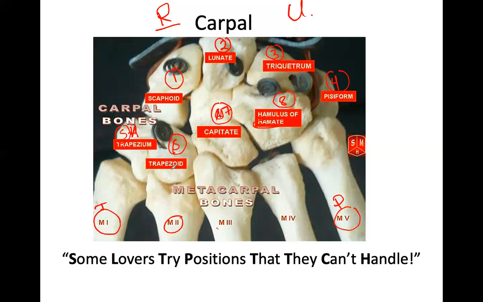So this is the shorthand we use: Some lovers try positions that they cannot handle. That's the way, if you want to use it. Again, scaphoid, lunate, triquetrum, pisiform, the top 4, then go on the same side again as the thumb, and then trapezium, trapezoid, capitate, and hamate. Please focus on these. There are typically at least 2 or 3 questions off of the carpal bones.